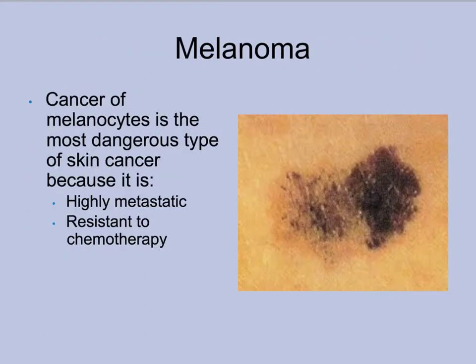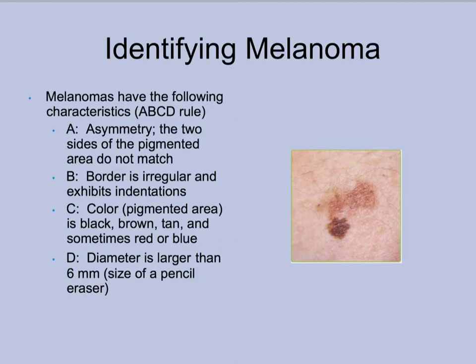Melanoma is the most dangerous type of skin cancer, and this is because it's highly metastatic, which means it can spread really easily. So what starts out as skin cancer can quickly become cancer in other parts of your body, and it's hard to treat because it's resistant to chemotherapy. So identifying melanoma is very important, and this is something that everybody can do, and then you could go see your doctor should you suspect anything.